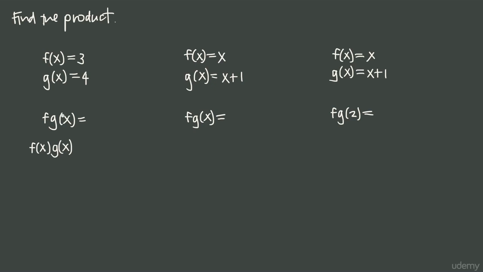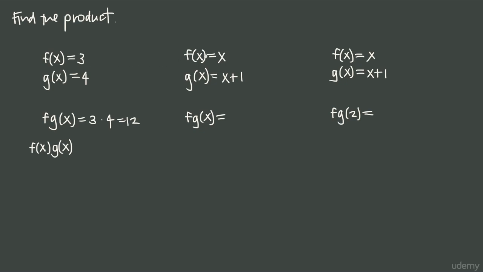So let's take a really simple example here. If we're told find fg of x, the product of f and g, and we know that f of x is equal to 3 and that g of x is equal to 4, then that means we just take the product of those two. We multiply them together. So we get 3 times 4, or 12. So the product of the two functions is 12. And that's obviously really easy for us to do if we have real numbers here. But we can also do this with variables.